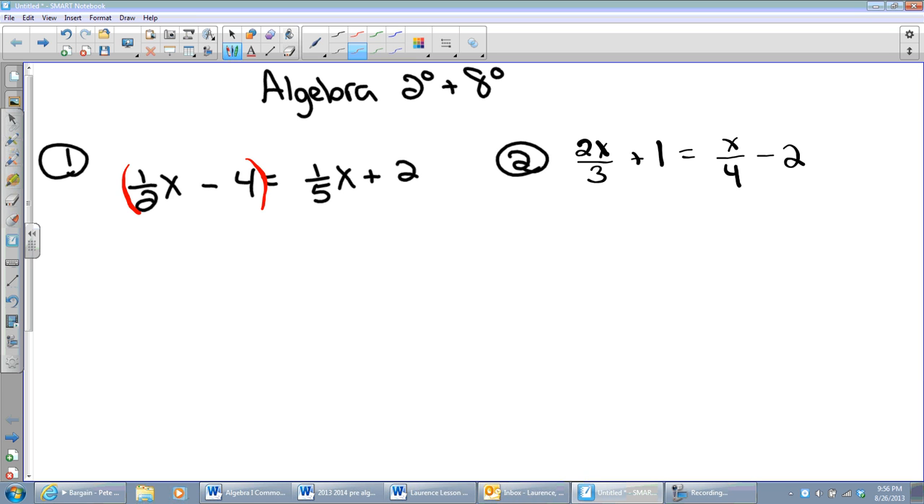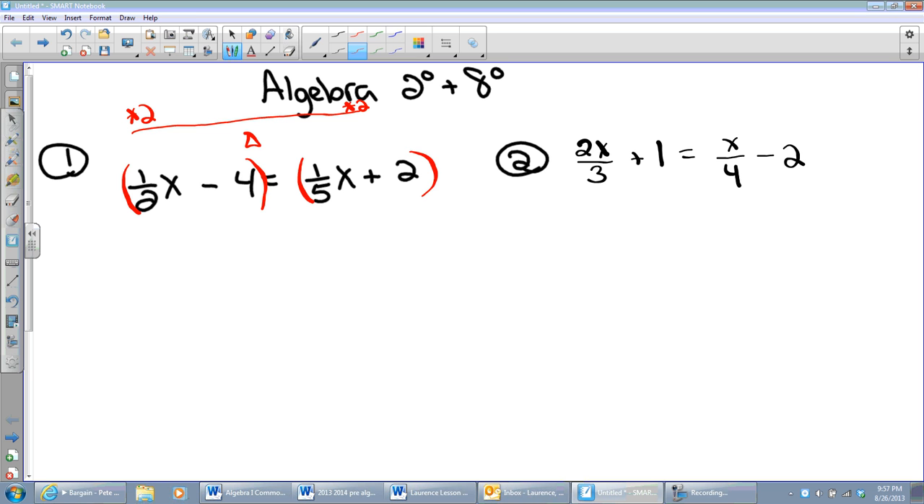Remember, an equation is kind of like a seesaw, okay? And it's balanced when I start. If I do something to one side, say like multiply by 2, then I have to multiply by 2 on the other side, otherwise the seesaw becomes out of balance. So I'm going to multiply both sides of the equation by some number. What number? Well, whatever number will get rid of my fractions for me.